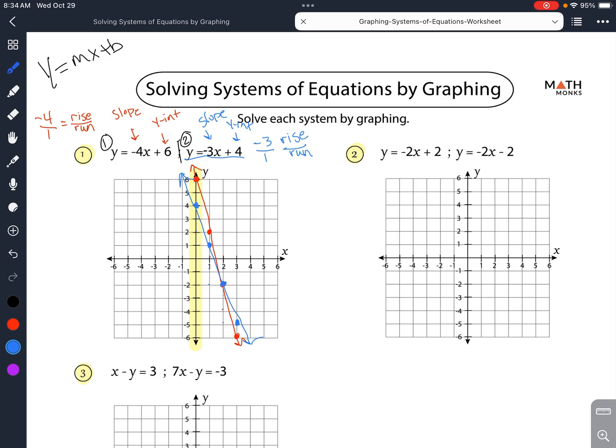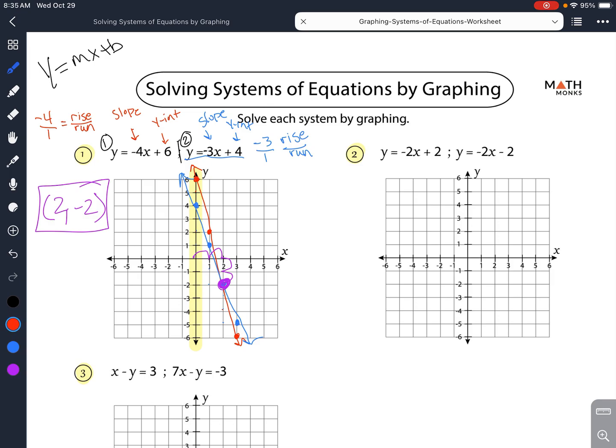Okay. And here, I see where those lines intersect is right here. So my solution for number 1 is (2, -2), because we went to the right 1, 2, and -2 because we went down 1, 2. So that is the solution to our first system of equations, okay?